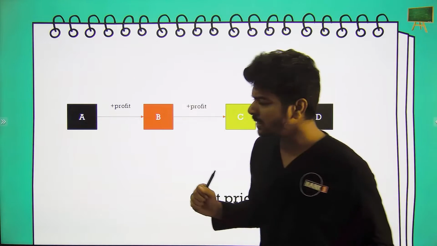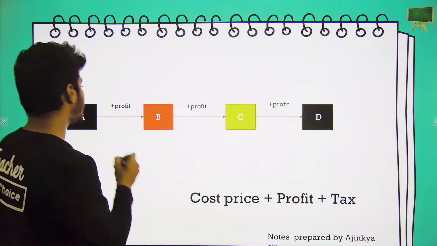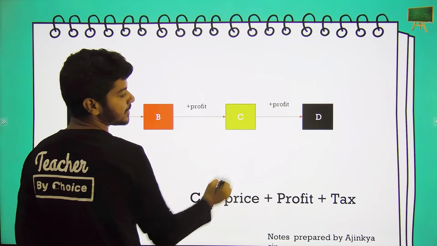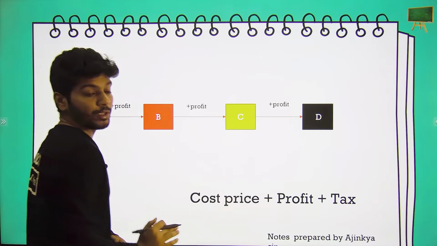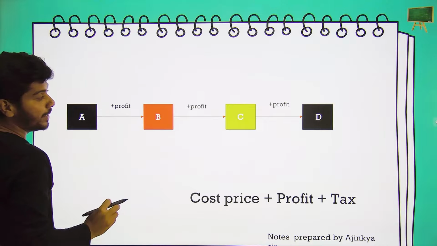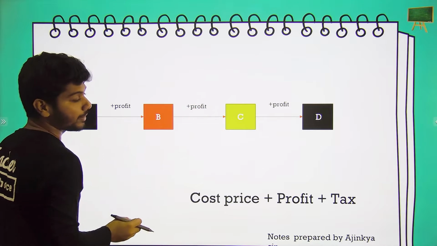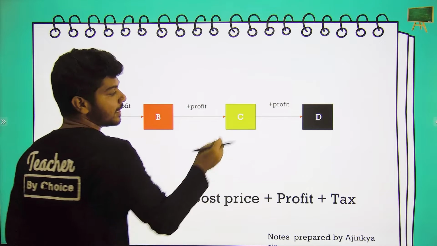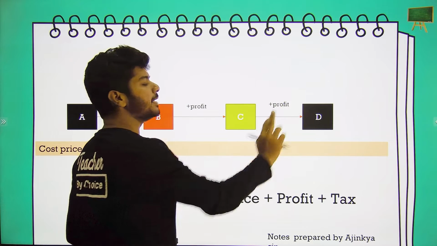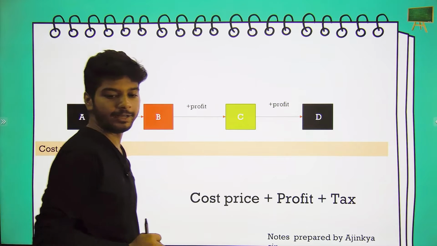Now let's take one example. There is a person A who sells the product to B, B sells it to C, and C sells it to D. A has added some profit and sold it to B. B has added some profit and he's selling it to C. In a similar manner the chain goes on. D is the end user.